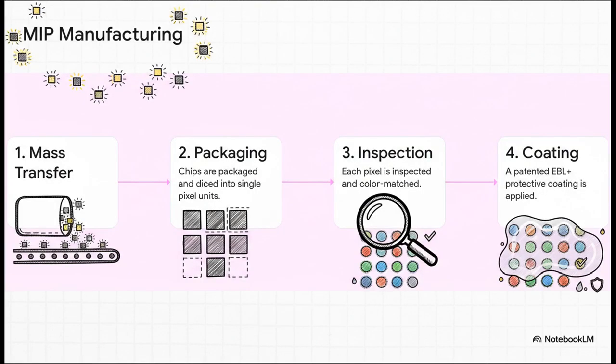So how do they even make this stuff? The MIP process is pretty clever. As you can see, it all starts with a mass transfer of these tiny little LED chips. Then they get packaged and sliced into individual pixels. But here's the key step. Each one of those tiny pixels is inspected and color matched before it ever gets put on the final circuit board. This pre-calibration is the secret to its consistency. And then finally, a protective coating gets applied to make it durable.